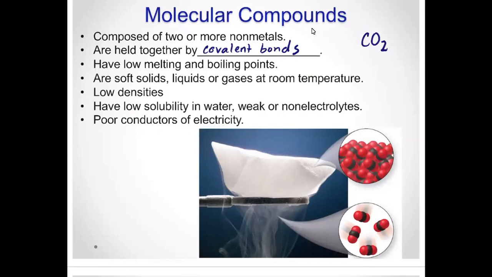And so here's a picture of carbon dioxide, which is dry ice. Solid carbon dioxide is dry ice. And we know that that solid is pretty soft. And it has a very low boiling point. It doesn't even melt, it goes straight to the gas phase. Remember, this one sublimes to carbon dioxide gas at a very low temperature.